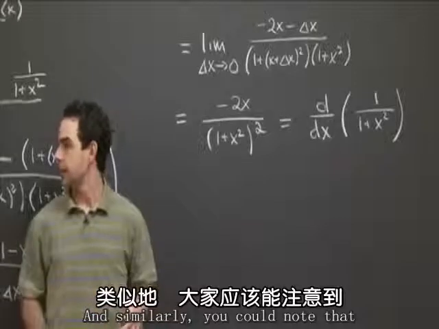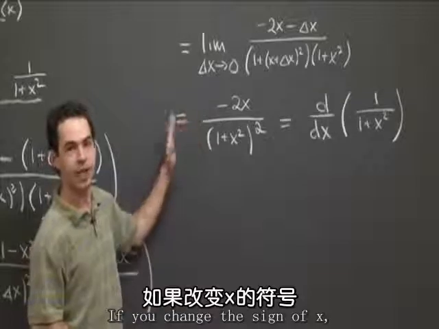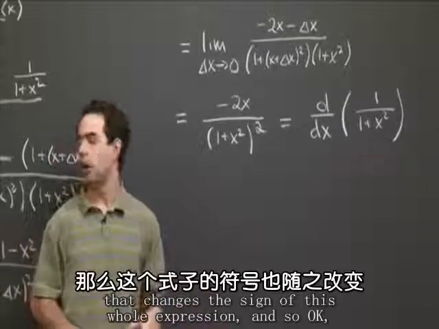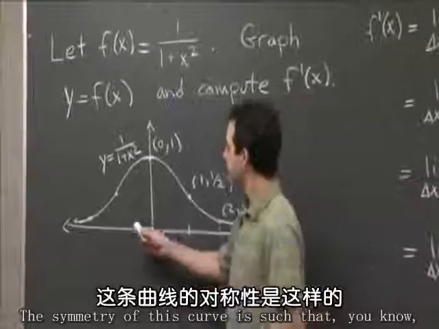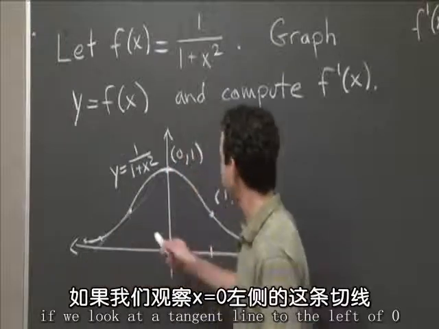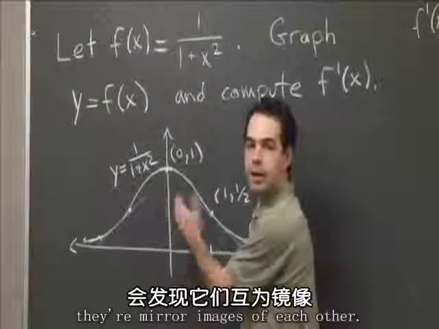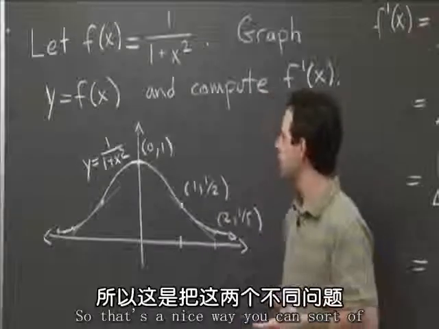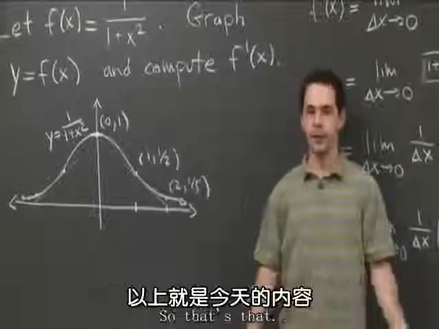And similarly, you could note that this function here is an odd function. If you change the sign of x, that changes the sign of this whole expression. And so that makes perfect sense back here. The symmetry of this curve is such that, if we look at a tangent line to the left of 0 and the symmetric tangent line to the right of 0, they're mirror images of each other. So their slopes are exactly negatives of each other. So that's a nice way you can put the two different pieces of this problem together in order to double check your work. So that's that.